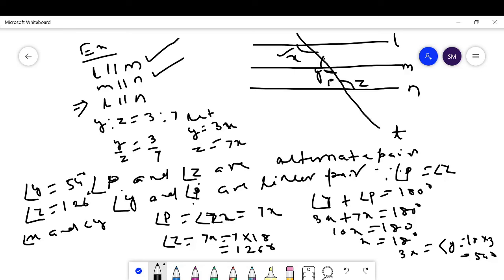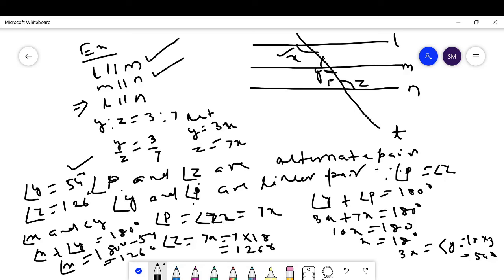to 180 degrees. As they are supplementary to each other because they are co-interior pairs, hence angle x plus angle y is equal to 180 degrees. As angle y is 54 degrees, angle x is equal to 180 minus 54, which is equal to 126 degrees.